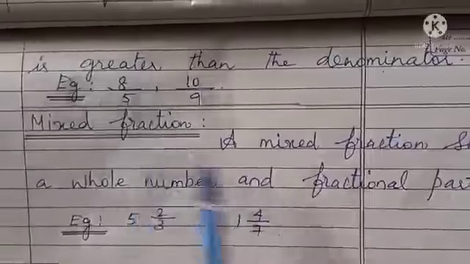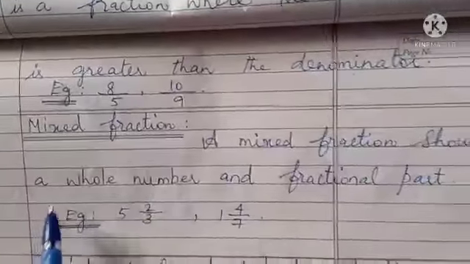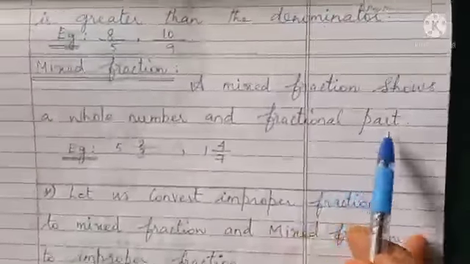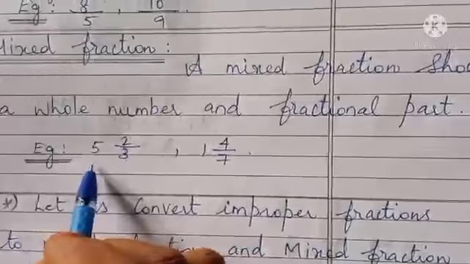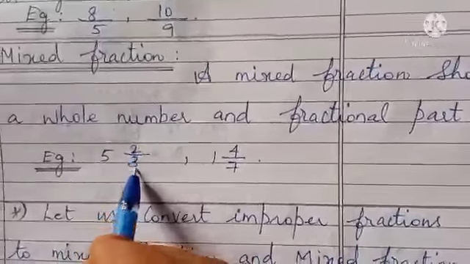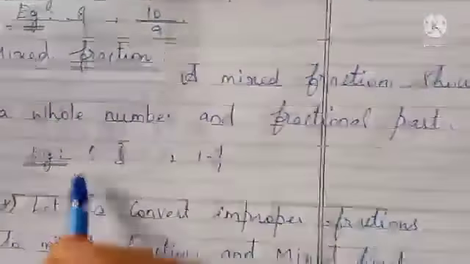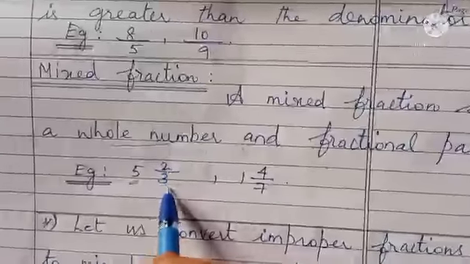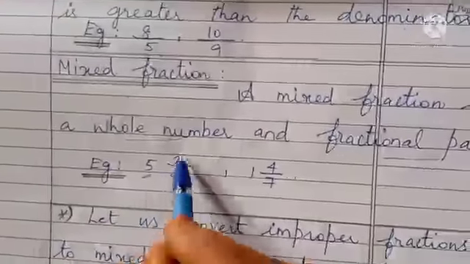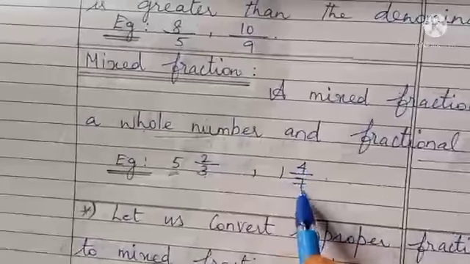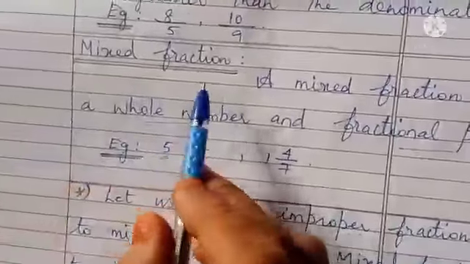Okay, so the third term is mixed fraction. A mixed fraction shows a whole number and a fractional part. Yes, see the example, 5 2 by 3. How will you pronounce the number? 5 2 by 3, 1 4 by 7. 5 is a whole number, 2 by 3 is a fractional part. So 5 2 by 3 and 1 4 by 7 are examples of mixed fractions.